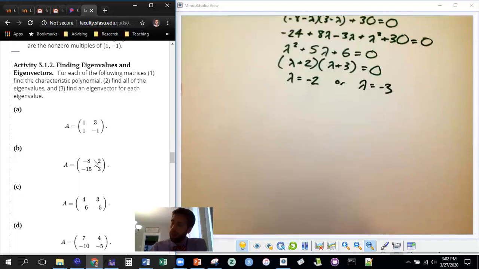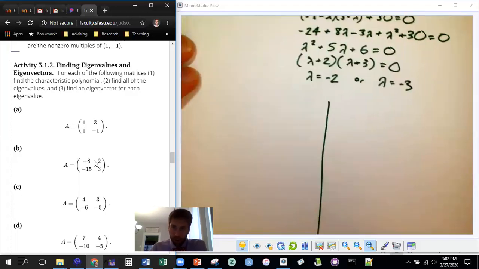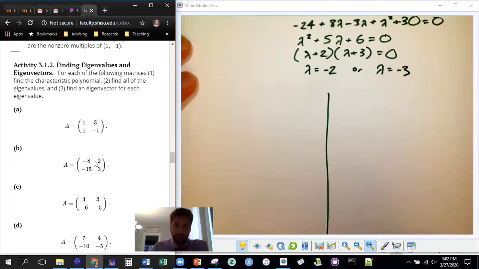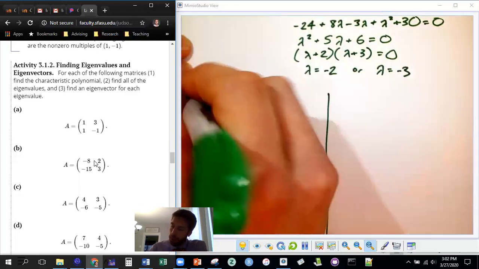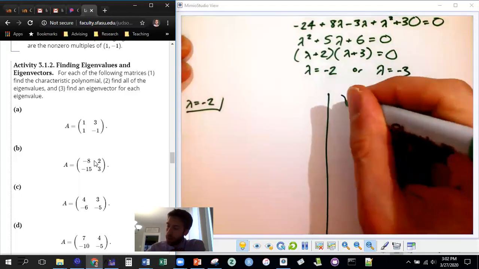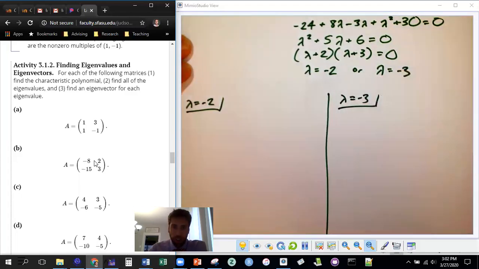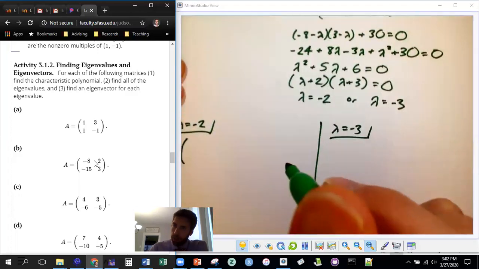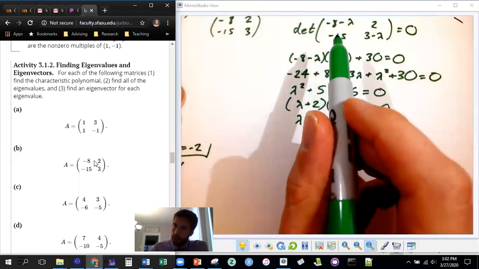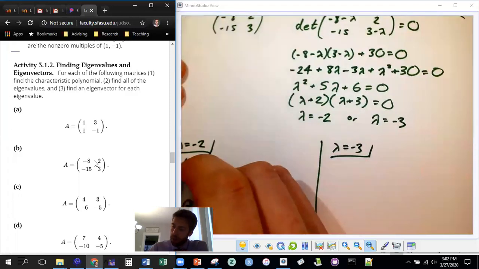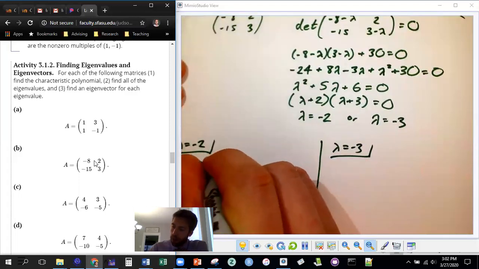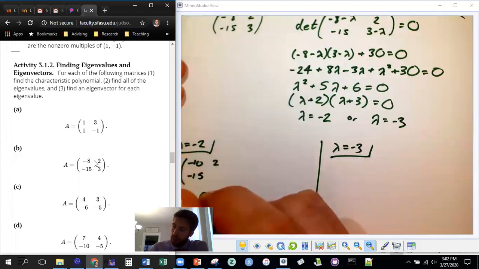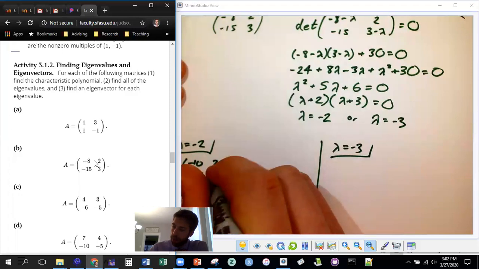So now, the way I always did my homework when I was doing this class in college, I usually would do a line down the middle, and I would put lambda equals -2 in the box here, and lambda equals -3 in the box here, to just kind of remind myself where I'm at. Okay, let's do lambda is -2. So going back to this original matrix, plug in -2 there and there, and you get -10, 2, -15, and so 3 minus -2 would be 5.